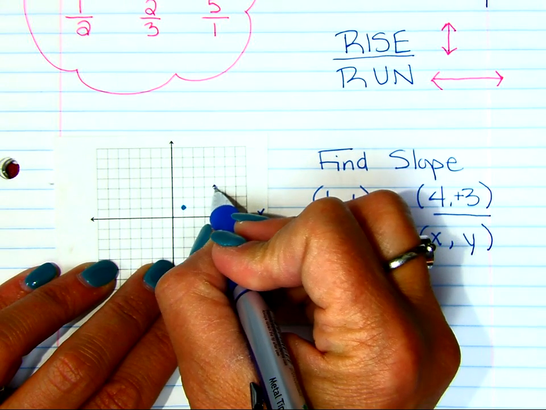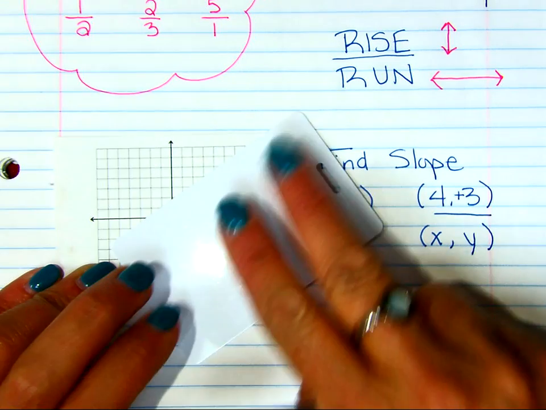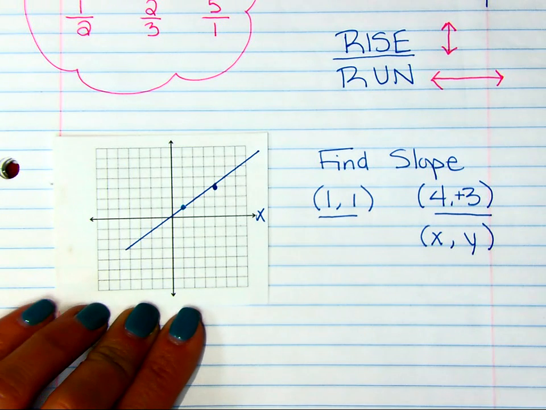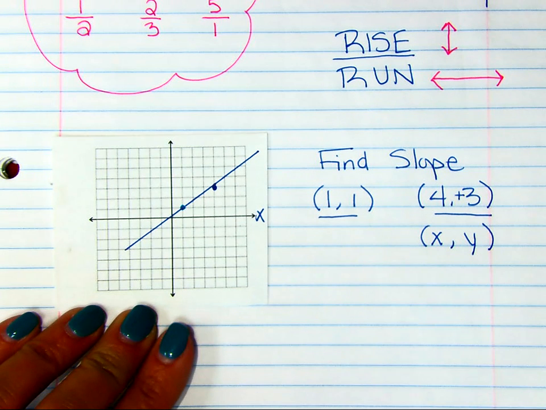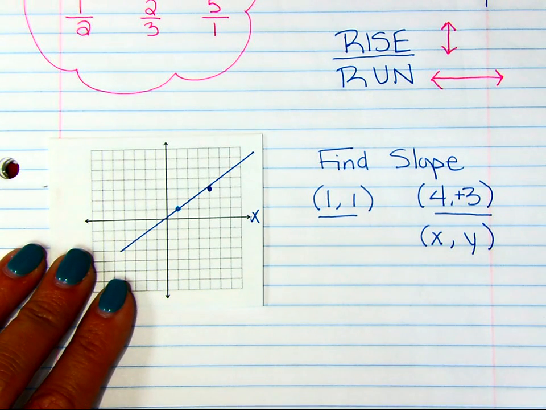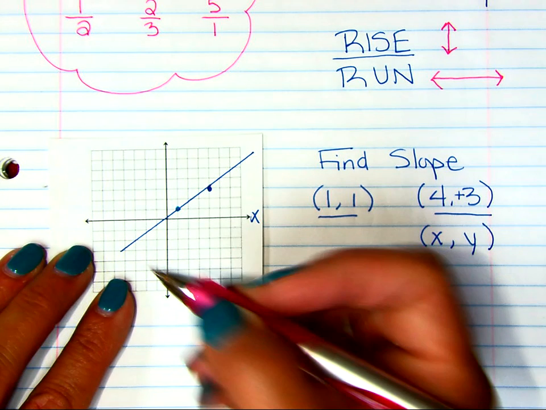Go ahead and connect those to make a line. And again, on your paper, just do the best you can to draw that line. And this is the line going through those 2 points. But the goal here is to find the slope. Now your slope is rise over run. So what I do is I always start at the lowest point on my line, and I'm going to do the rise over the run.